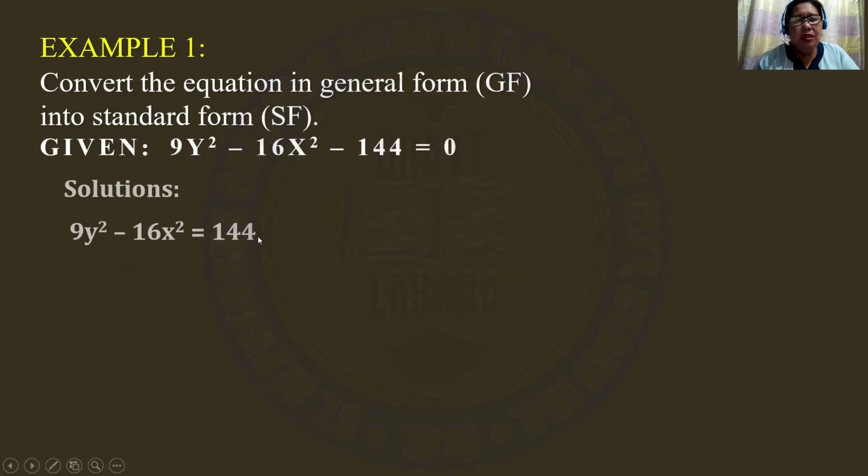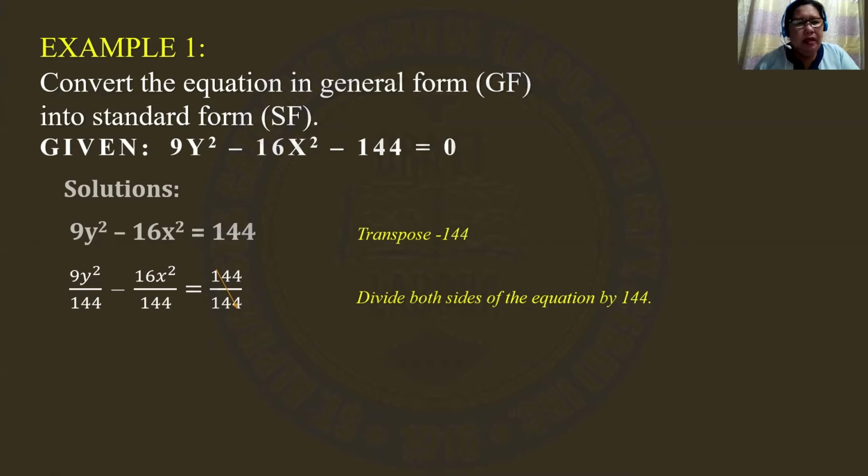For the solutions, all you have to do is to transpose the constant, which is negative 144, to the other side. So you have 9y squared minus 16x squared is equal to 144. And you have to divide both sides of the equation by 144. Then simplify 9 and 144, 16 and 144.